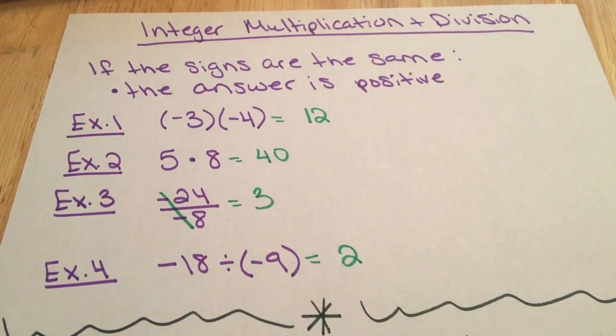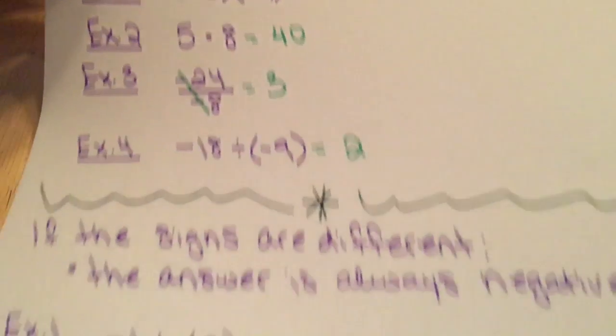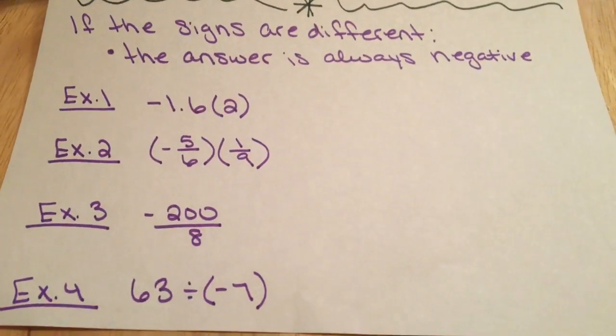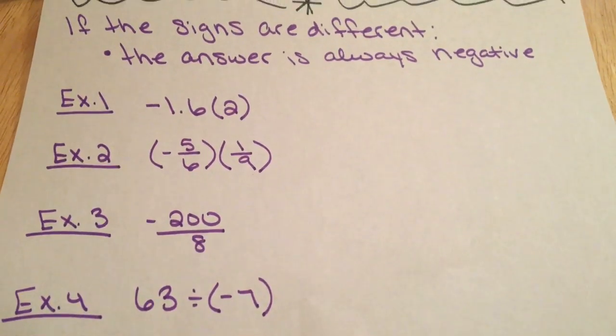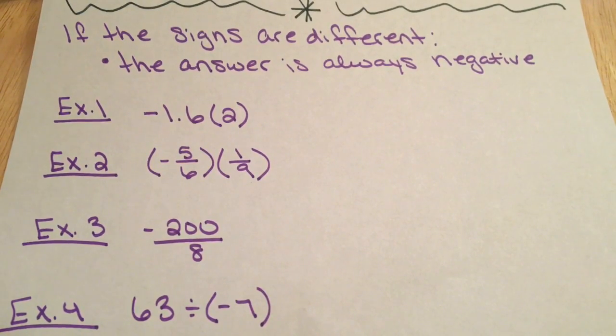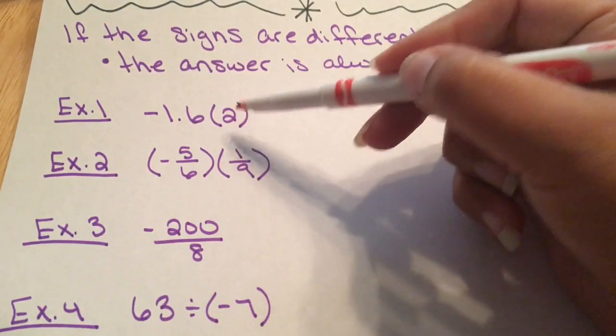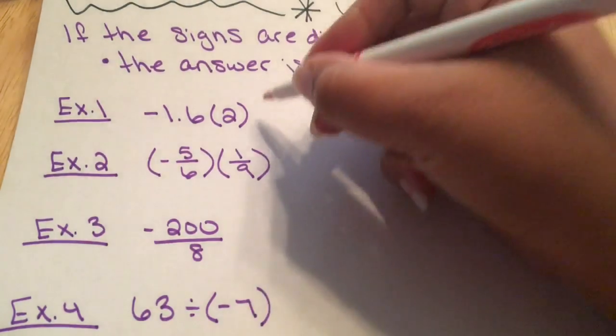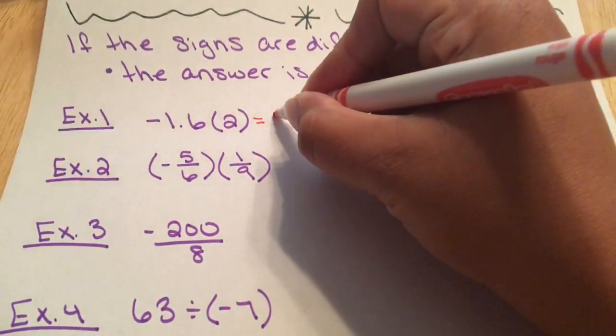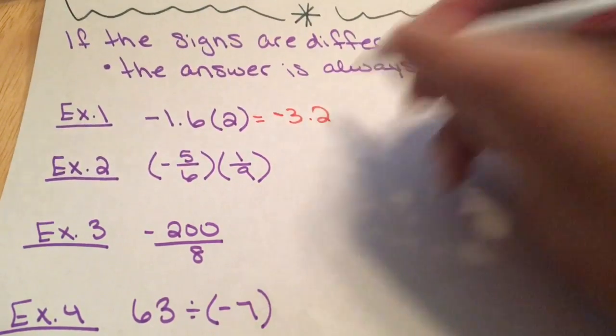Okay, we're now going to move on to our second rule or way to multiply and divide, and that tells us that if the signs are different, the answer is always negative. So different signs, negative answer. If we go ahead and look at these four examples really quick. Our first one is a -1.6 times a positive 2. We can see that we're working with a -1.6 and a positive 2. We already know since the signs are different, the answer will be a -3.2.